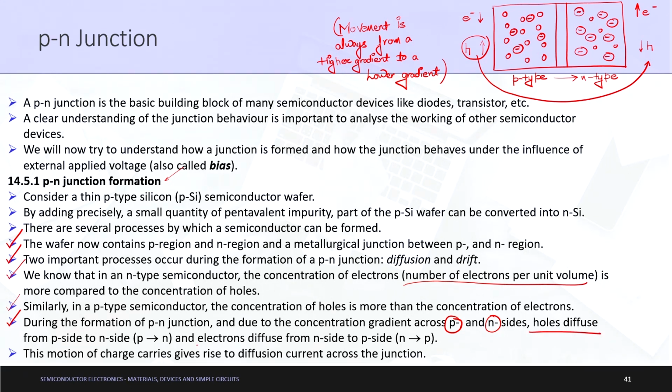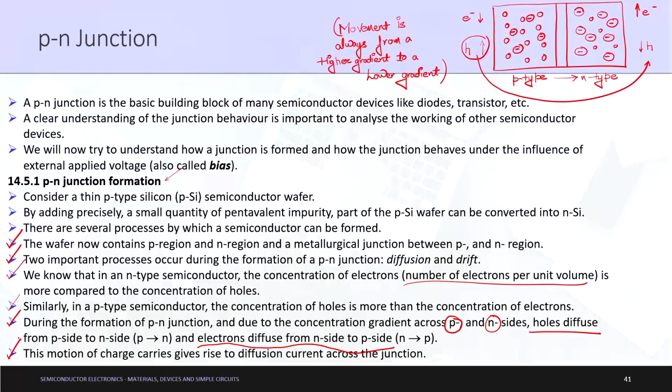Okay. And similarly, electrons diffuse from n type to p type. So basically the passage of these charge carriers from a higher concentration to a lower concentration is called diffusion. So we say that the holes diffuse from the p type side to the n type side, and similarly the electrons diffuse from the n side to the p side. Okay. So this motion of charge carriers gives rise to diffusion current.